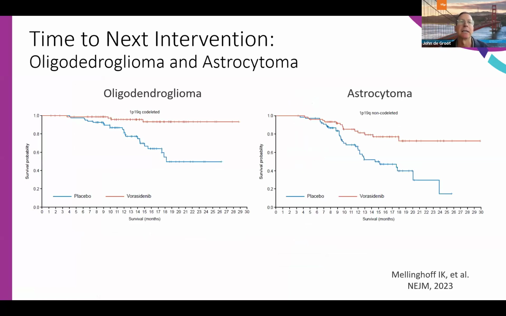And the second outcome of the study, the second primary endpoint, was the time to next intervention. So this is basically just a way of saying time until a patient needs surgery or radiation or chemo or some other kind of treatment because of tumor progression. And you can see that almost none of the patients in oligodendroglioma needed any additional treatment. They just continued on the Vorasidenib. And then in astrocytoma, also very, very significantly different. Those patients with astrocytoma had a much longer time until they needed another therapy compared to those patients who got placebo.